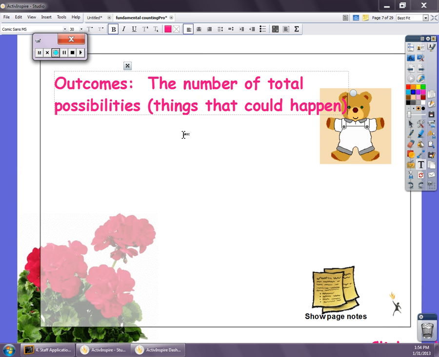All right, boys and girls, this is going to be a really quick and easy way to explain outcomes and permutations. Obviously it isn't everything, but this will be a quick review of some things that you already learned. Outcomes, remember, are the number of total possibilities, things that could actually happen. For instance, if you flip a coin, there's two outcomes.